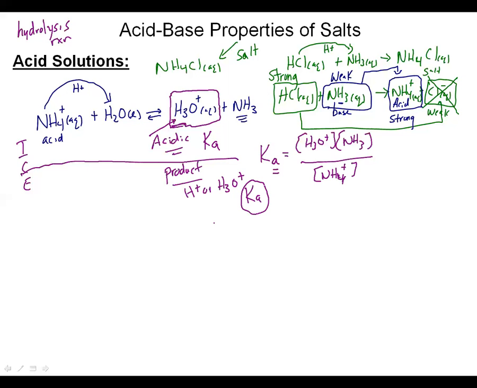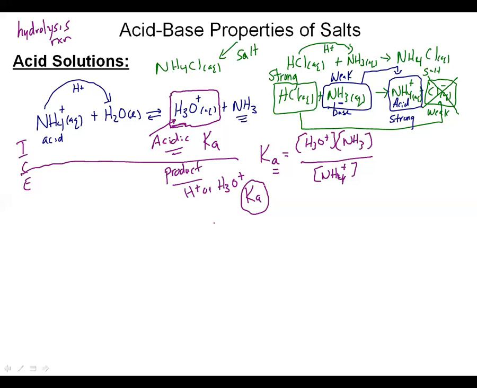People always get confused as to should I be using Ka here, should I be using Kb here, and again, why it's extremely important to be able to write these equations correctly, because the equation itself will point you in the right direction. If you see H plus or H3O plus on that side, you should be using a Ka value. If you see hydroxide on that product side, you should be using a Kb value. Any questions on an acidic salt?